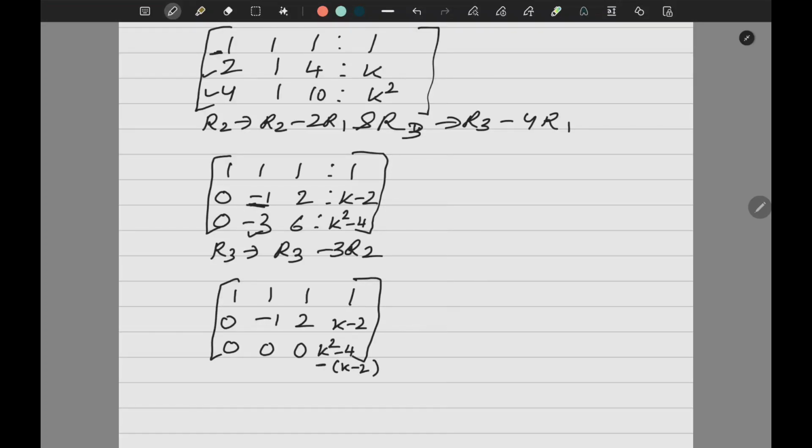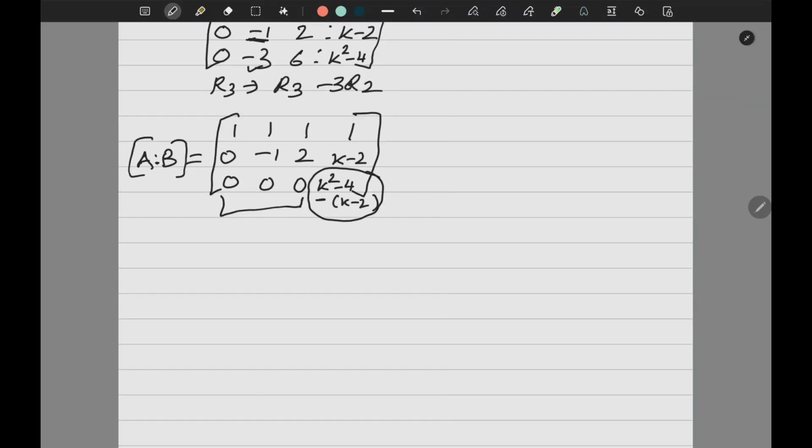Now I got this type of matrix. They are saying find the value of k so that I should have a solution. Now the rank of A is 2. So to have a solution, the rank of the augmented matrix should also be 2. And that is possible only if this last term becomes 0. Now last term becomes 0 means what? Means I am saying k square minus 4 minus k plus 2 is equal to 0.